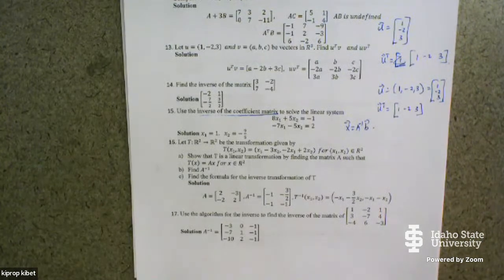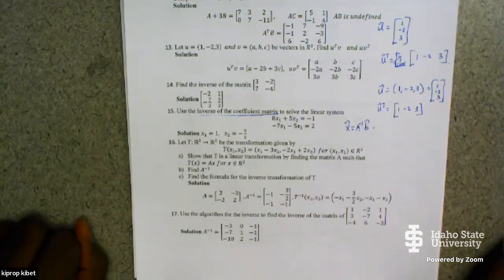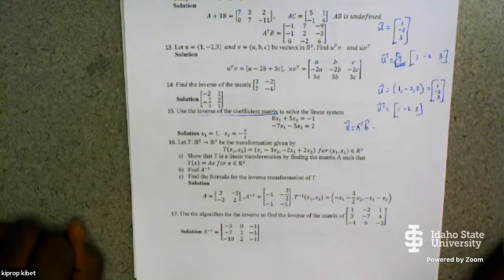Number 16 is also similar to what we've just done previously. So you just write those coefficients there. You find A inverse, and then you do all those things there. Number 17, you will find it in your exam. This will be in your exam.